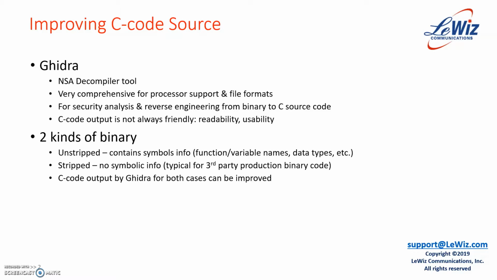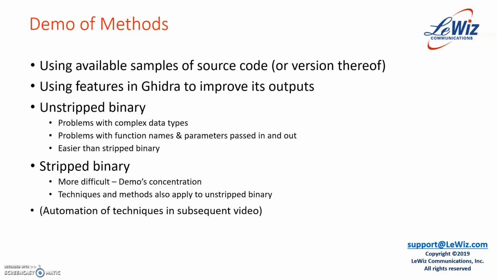The C code that is output by Ghidra for both cases can be improved. And the demo will talk about the methods for how to do that. It makes use of samples of source code or versions of source code, and it also uses the features in Ghidra to improve the C code output to make it more readable. So it will talk about the unstripped binary.